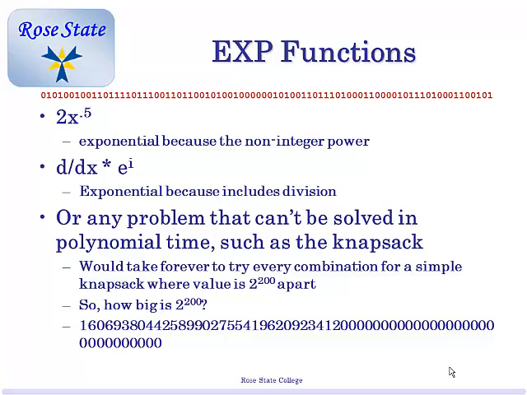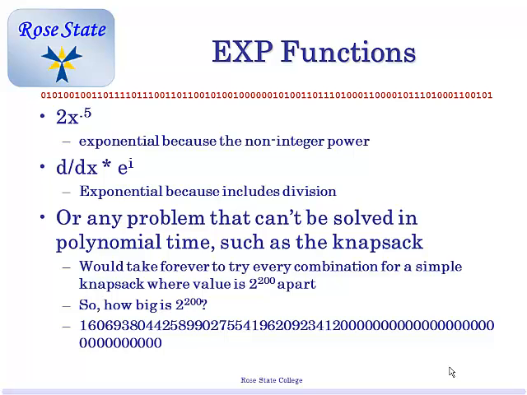How big is 2 to the 200th? That's how big it is. And those are how far the simple knapsack numbers are apart. And if you have 200 digits, each one's this far apart, that's one big number.